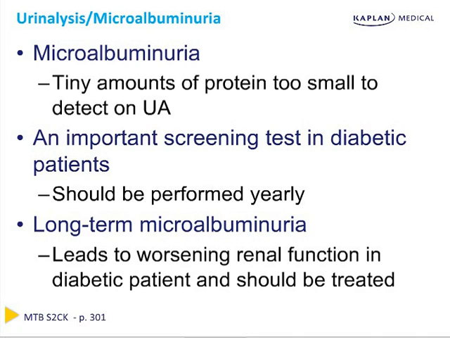Remember that the number one diagnosis leading to dialysis in the United States is diabetic nephropathy. The key to preventing the need for dialysis is to detect it early, and to intervene early to delay the progression. Obviously, glycemic control helps this too.